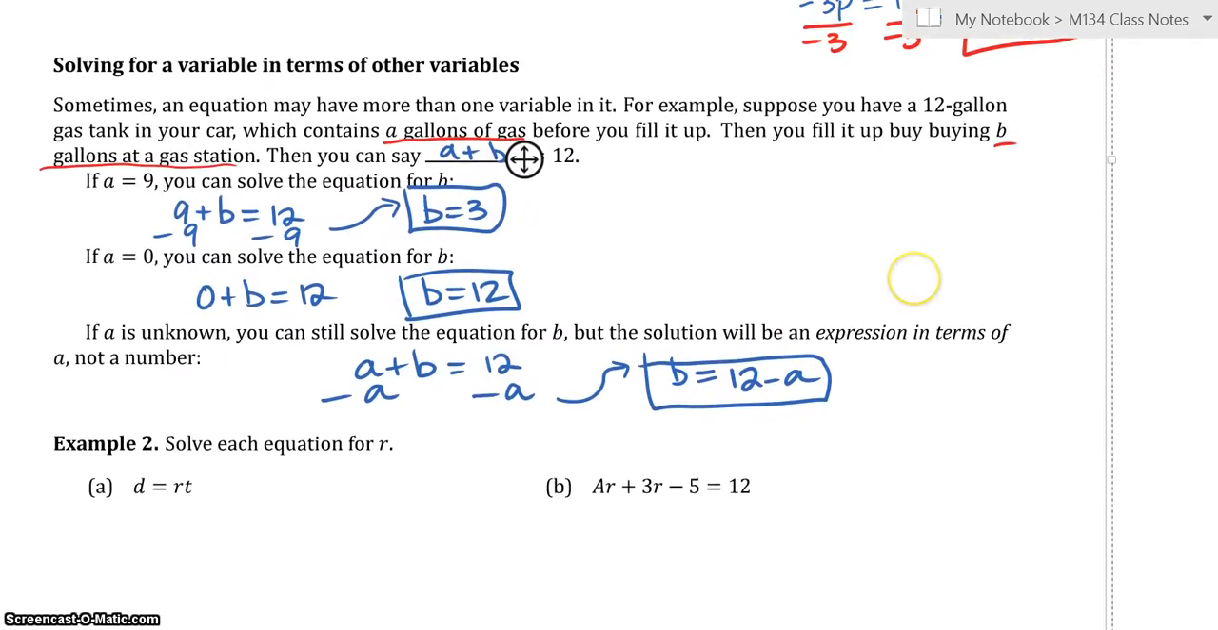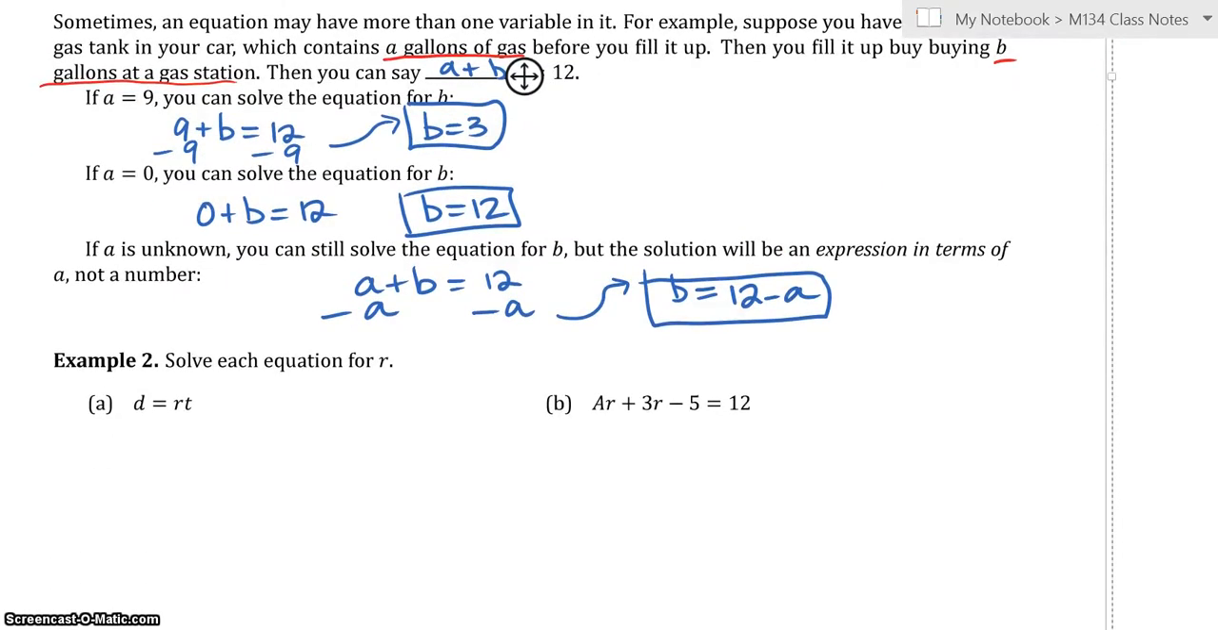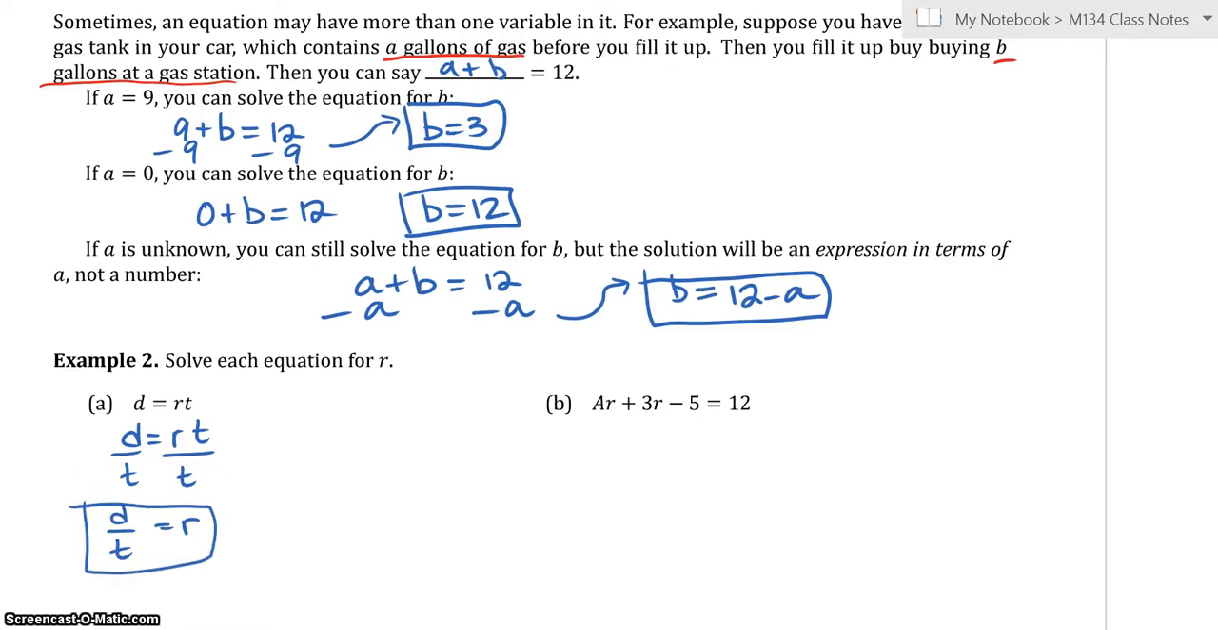So let's go ahead and try this example 2, where there's more than one variable. Solve each equation for r. So we want to get r alone, and that's multiplication. So I'm going to rewrite it here. It says multiplication, so I'm going to divide by the other guy. Divide both sides by t, because on the right side, you can solve for r on the right or the left, just when it's alone. The left side, you cannot divide those, you just leave it. The right side is an r.